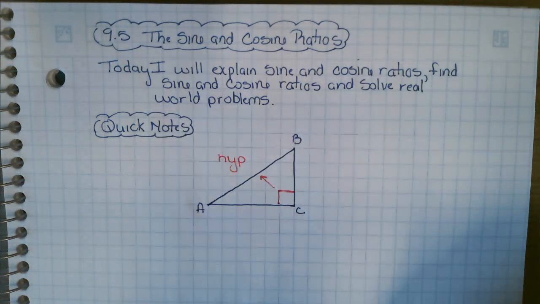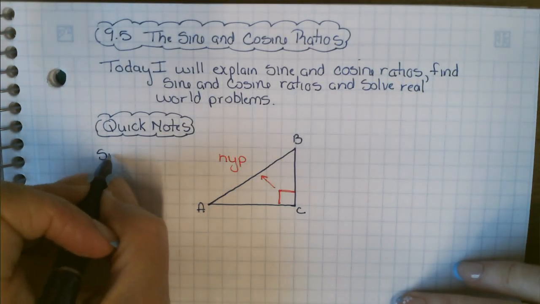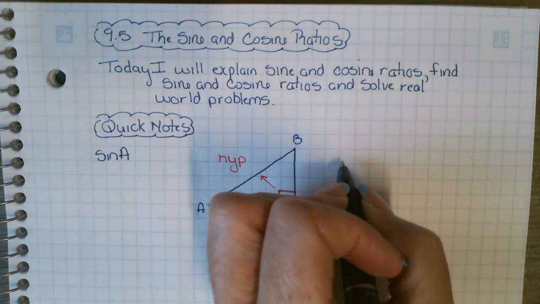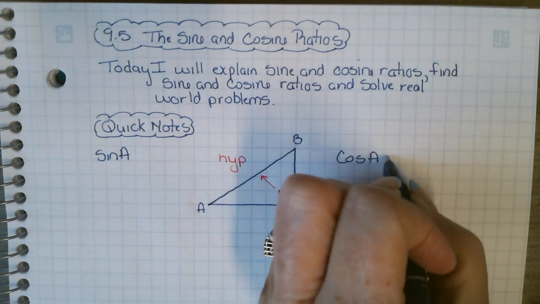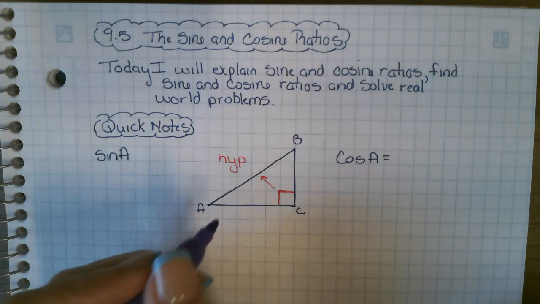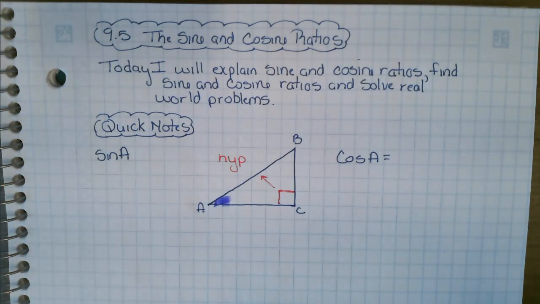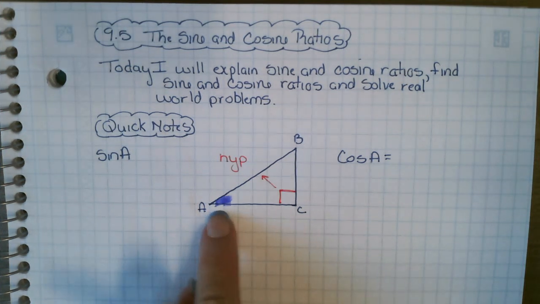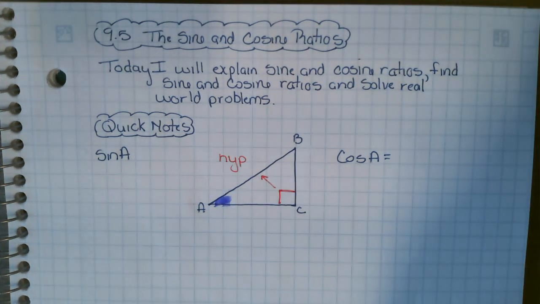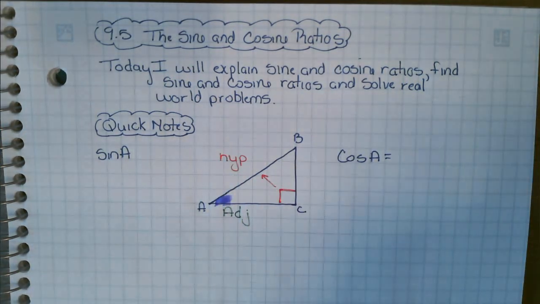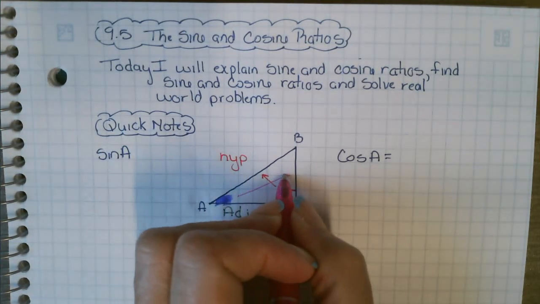Alright, and on this side we're going to put sine A here, and then on this side we're going to put cosine A here. Okay, so we're looking at this angle right here. This is where you can see the difference. So we know that from A, down here, this is your adjacent, and going across is your opposite.